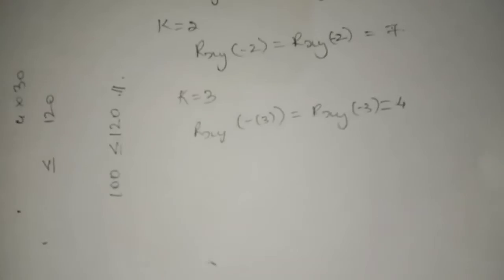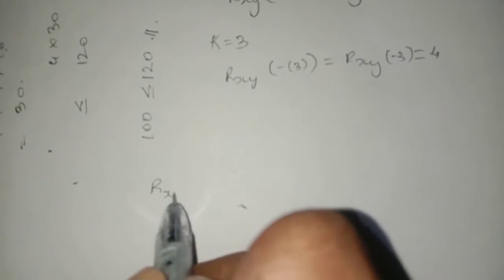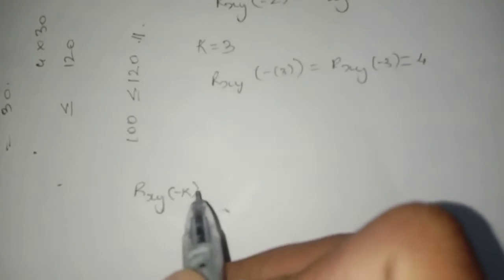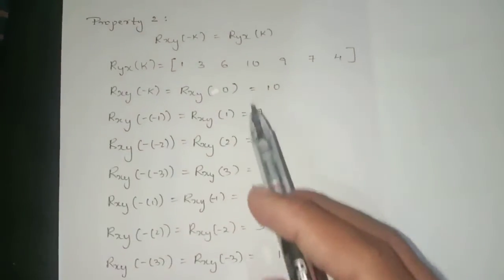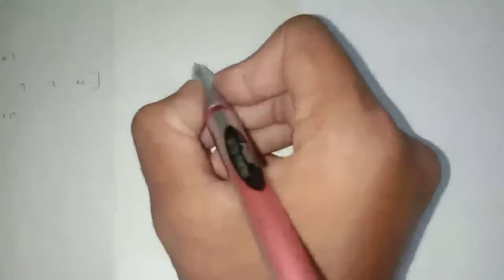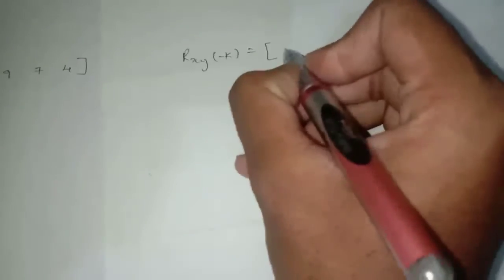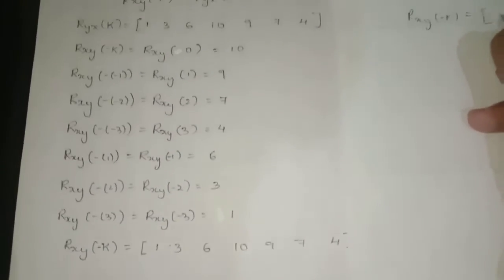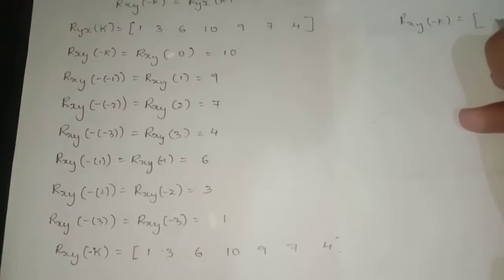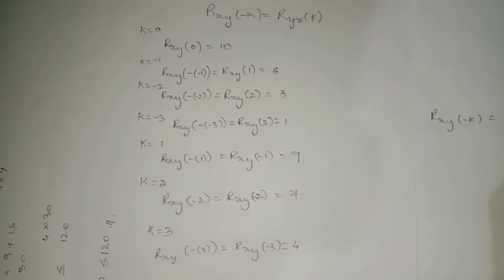So let me tabulate the values of rxy and ryx here. So the obtained rxy of minus k, see, this is the tabulated values of rxy of minus k. Let me tabulate the sequence, depending on these k values.